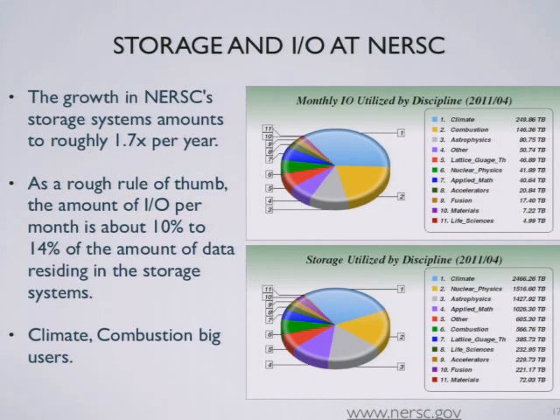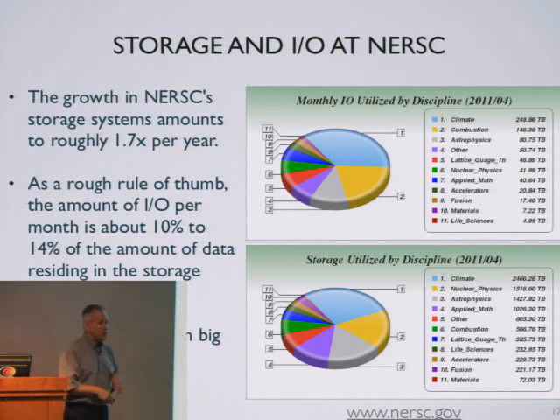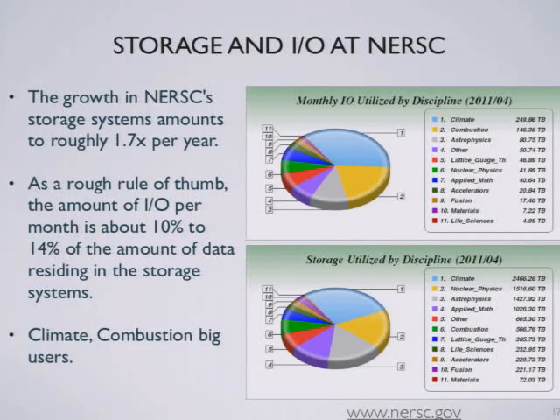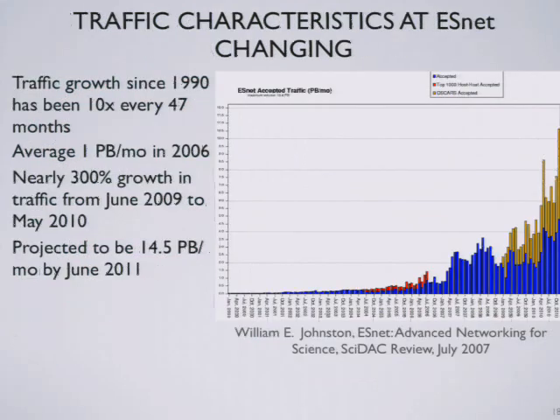And then storage, if you take a look at this, ends up being a little over 7 petabytes of data already in store. And again, it's growing at that rate. The I/O is roughly 10 to 14% of the amount of data that we store. Climate and combustion are big users. But one of the things that I'm looking towards is the life sciences, which right now is a paltry 5 terabytes. Paltry is sort of strange these days, but 5 terabytes. You're going to see life sciences probably grow at a very large rate. Now, why do I say that? Well, one more slide before that.